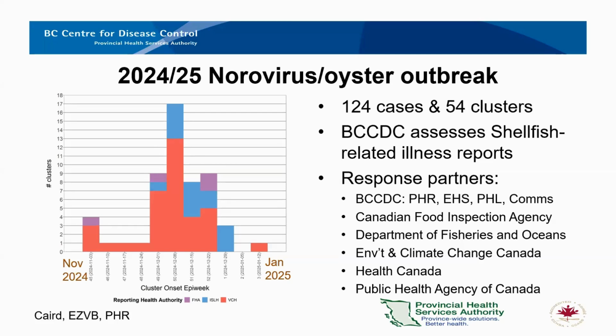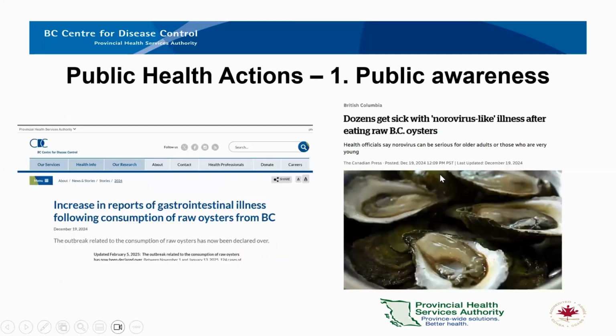One of the first things for us is to make sure that there's public awareness related to this. Some of you may have come across these news items back in the middle of December about an increase in GI illness, noro-like illness, following the consumption of raw oysters from BC. Part of that is so that people are aware of what's circulating, and then they can make decisions that are in alignment with their values. So that's one piece.